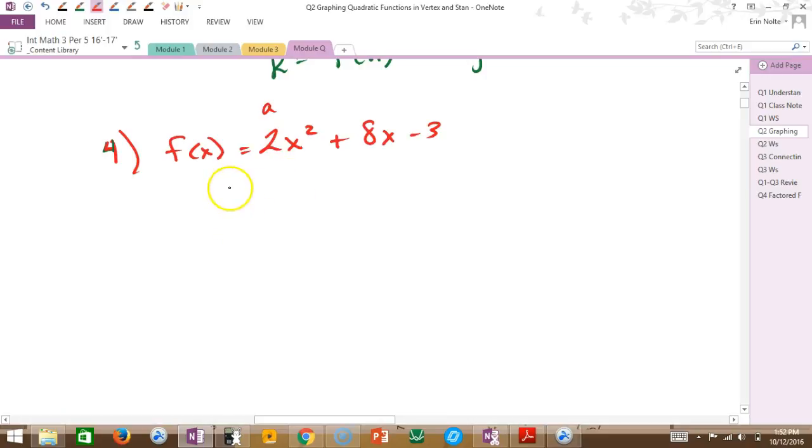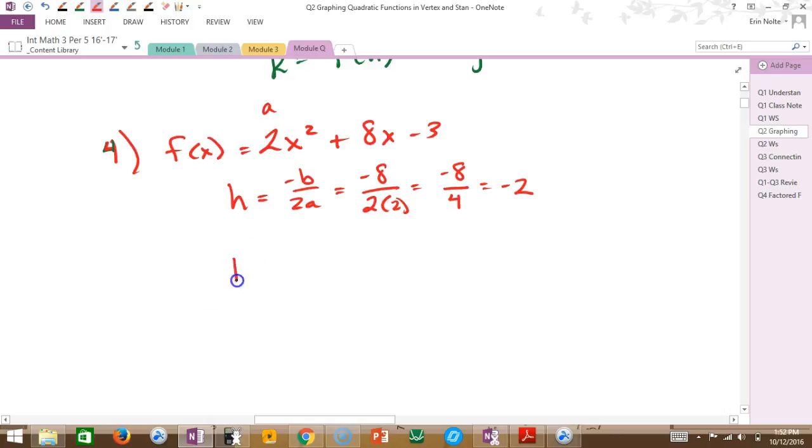Ready? How do I find h? What's that little expression that I use? -b/2a. So in the given equation, what is my -b? -8 over 2 times what is the a value? 2. Can we all agree that -8 divided by 4 makes -2.